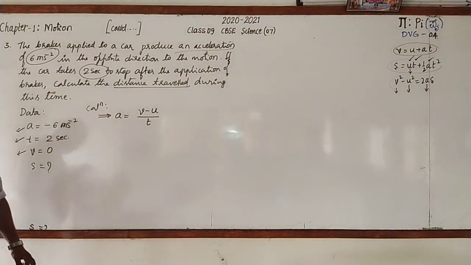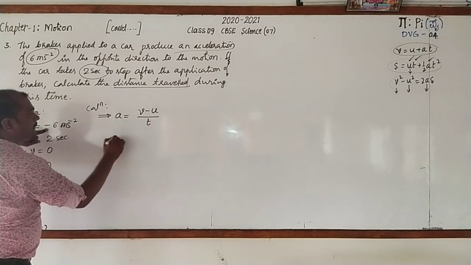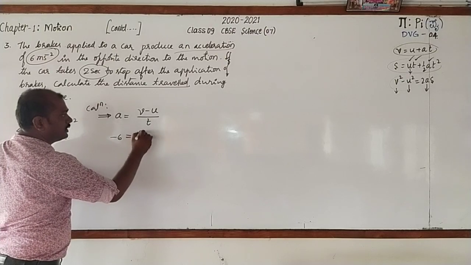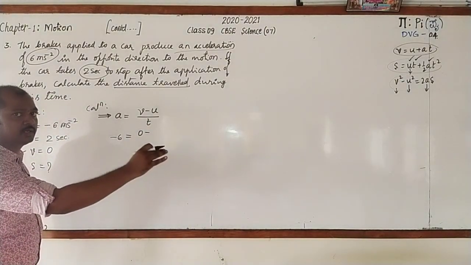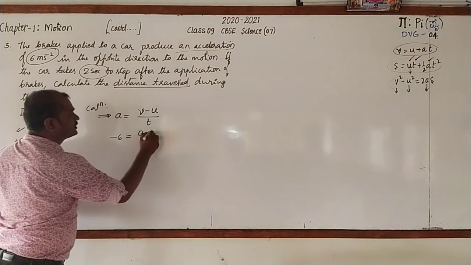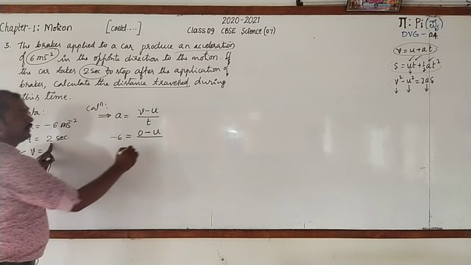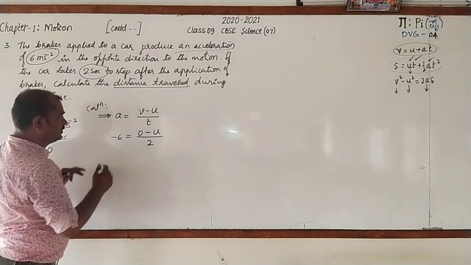Got it? Next, substitute a. What is a? Minus 6. V, the final velocity, is 0 because the body comes to rest, that is, the car comes to rest. Minus u is unknown. What about the time? It has taken 2 seconds. Then just go for cross multiplication.